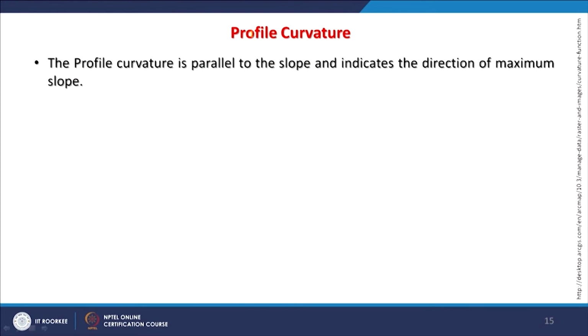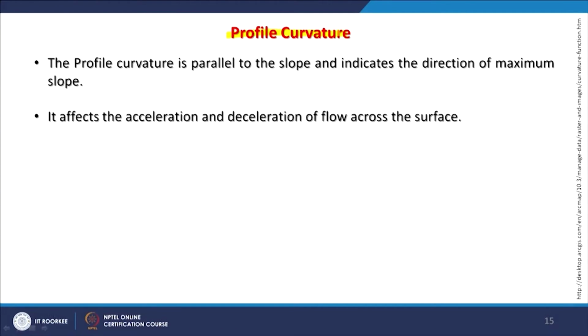Now, we continue with the discussion on profile curvature. A profile curvature is parallel to the slope and indicates the direction of maximum slope, and it affects the acceleration and deceleration of flow across the surface. That is why we can think in terms of erosion and deposition. Acceleration means it is convex, negative in that sense, and it will have erosion, and deceleration means it is concave, and it will have deposition or less or no erosion.